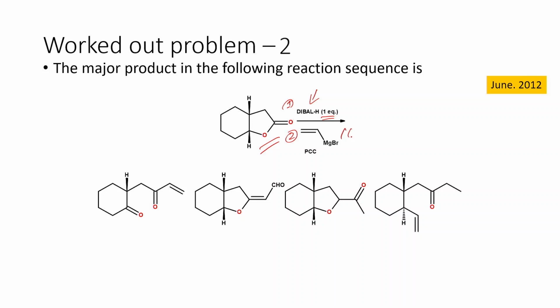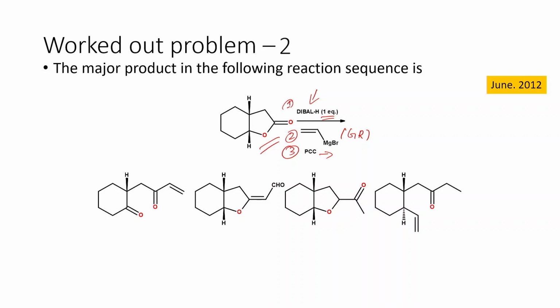So this is nothing but the Grignard reaction that we are going to carry out, and in the third step we are going to oxidize the product formed in this Grignard reaction to the corresponding oxidized product by pyridinium chlorochromate. So these are the 3 reaction sequences which are happening, and we have to identify what is going to be the product.